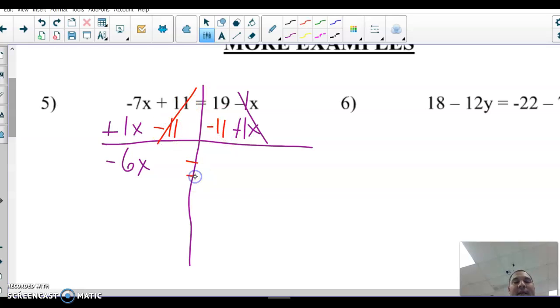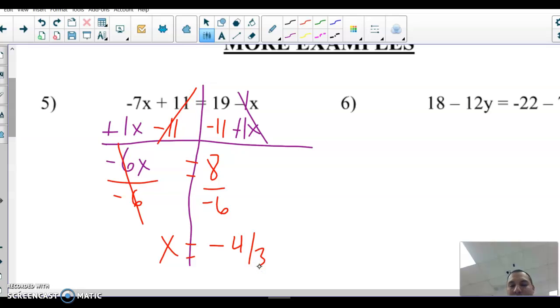19 minus 11 is 8. And just make sure you divide by a negative now in this case. We can reduce that to 4/3. That one is done.